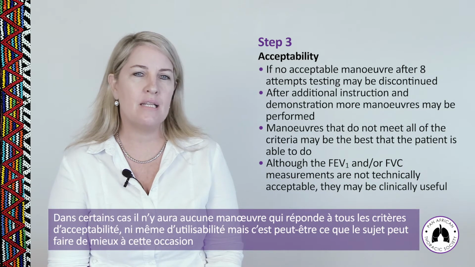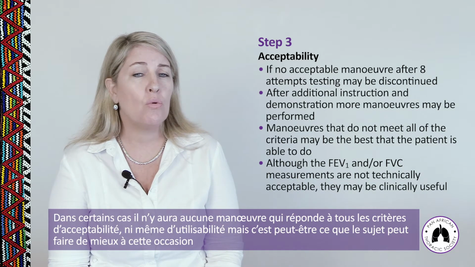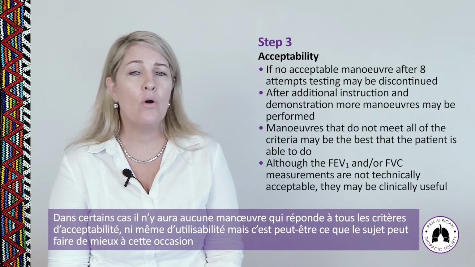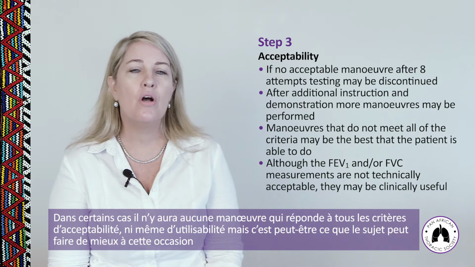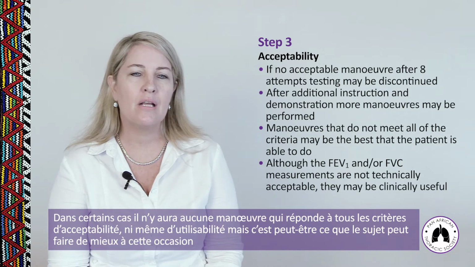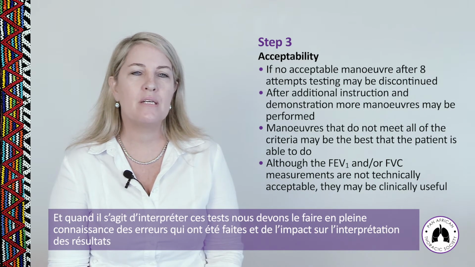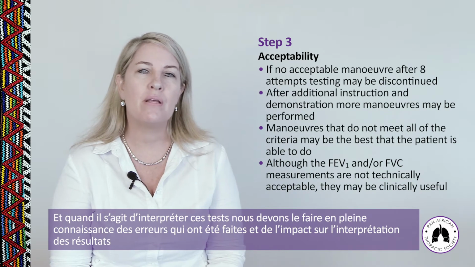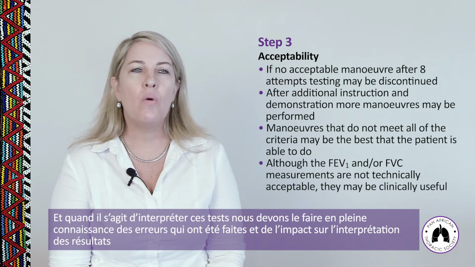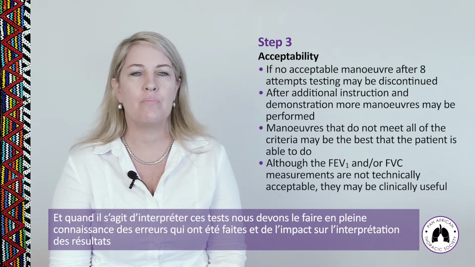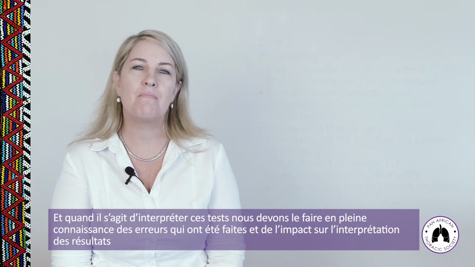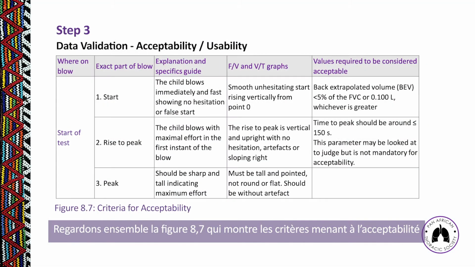In some cases, there are going to be maneuvers that do not meet all the criteria for acceptability or even usability, and that is the best that the patient can do on that actual occasion. And then when it comes to interpreting those tests, we need to be sure that we're interpreting the tests with the knowledge of the errors that were made and how that's going to affect the interpretation of the result. Let's look together at figure 8.7, which is a table showing the criteria for acceptability.